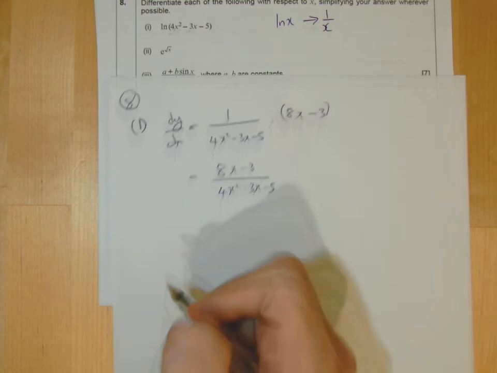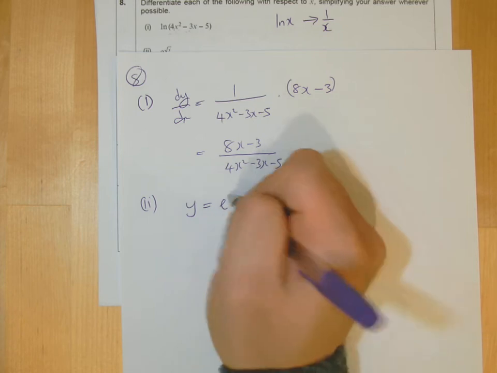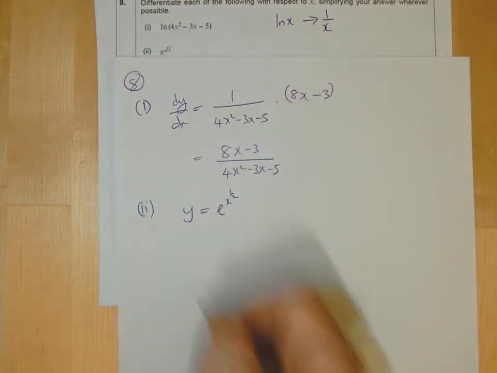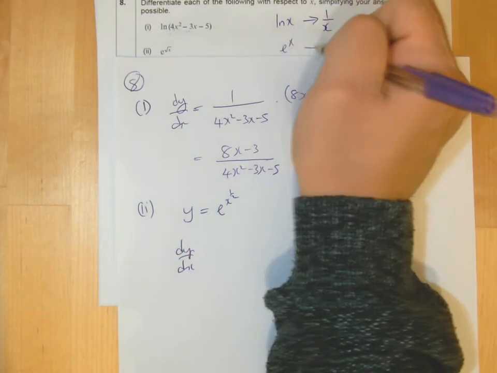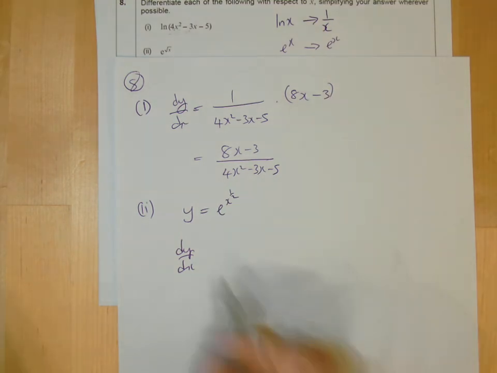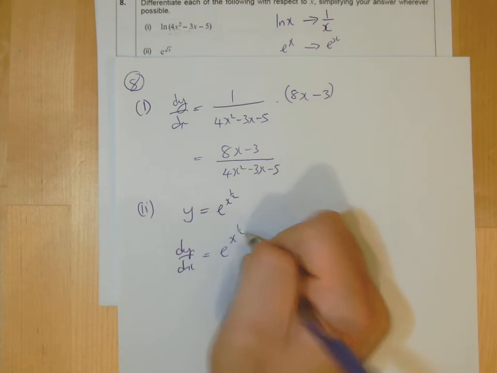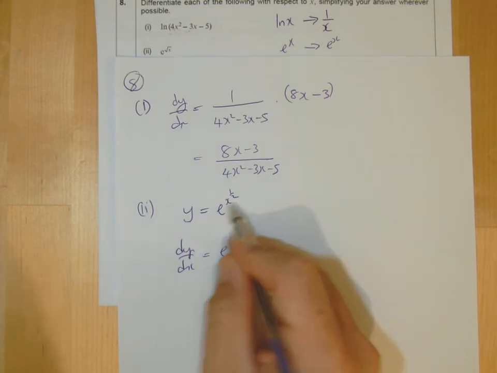Okay, part 2, might be better to rewrite this as e to the power x power half, rather than root x. dy dx then, now you've got to remember e to the x stays the same, doesn't it, and differentiate. That's what it is, the derivative is e to the x. So in this case, it will stay the same, e to the x power half, but because it's a function of a function, you've got to times it by the derivative of the inside function.